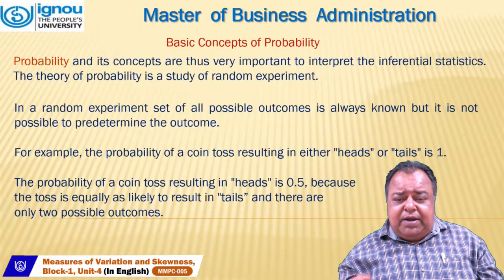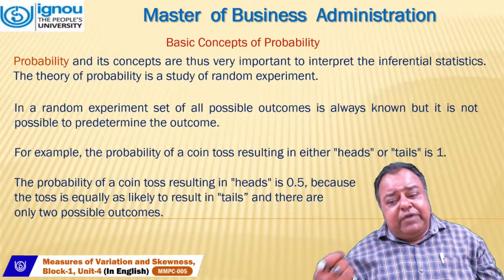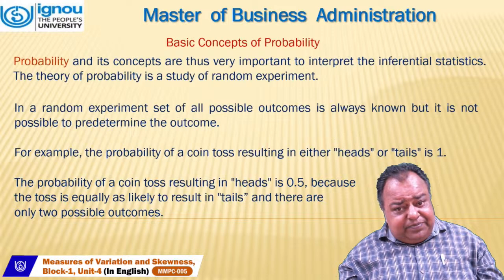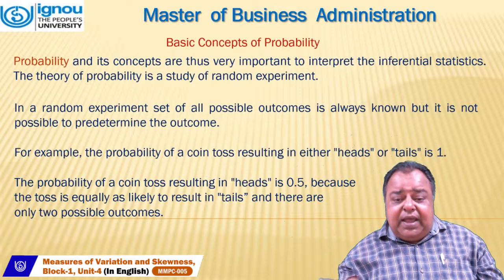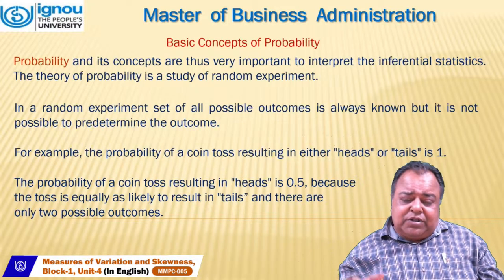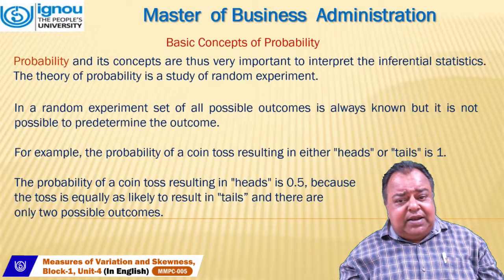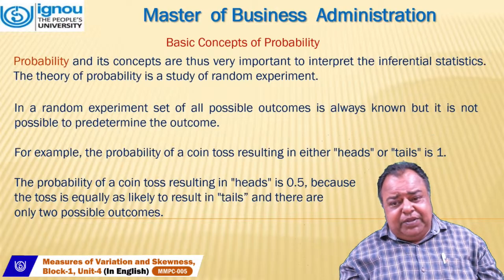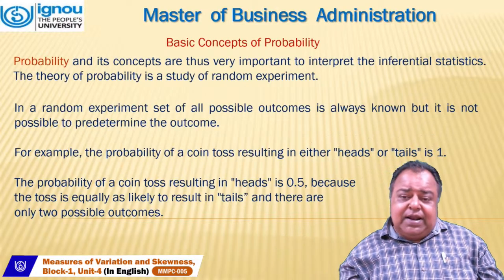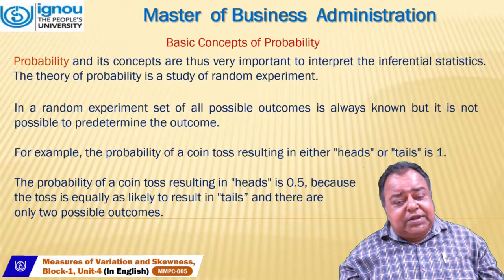The basic formula for probability is number of favorable cases upon total number of cases. The favorable case for head is 1, either head or tail will come, and the total number of cases is 2. That means if we talk about the probability of head in a single toss of a coin, we will say that the probability of getting head will be 1 by 2. Similarly, the probability of getting tail will be 1 by 2, which is 0.5.